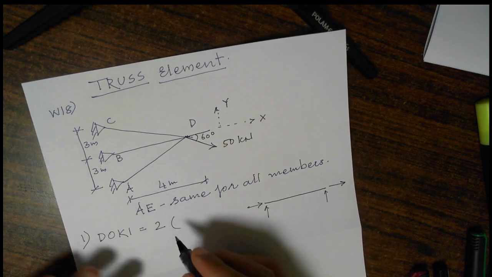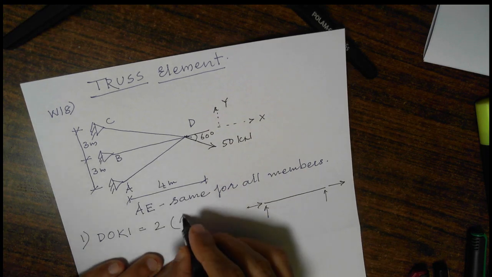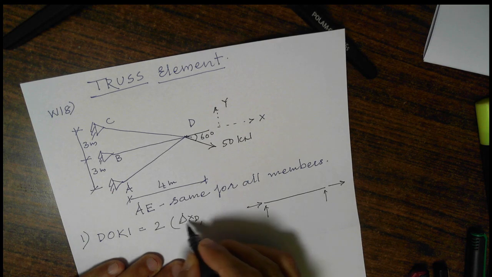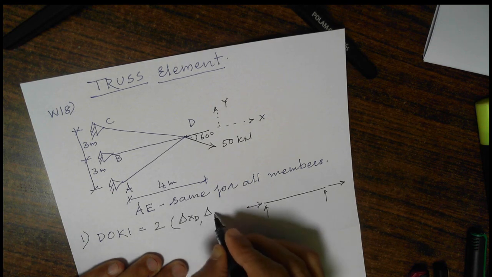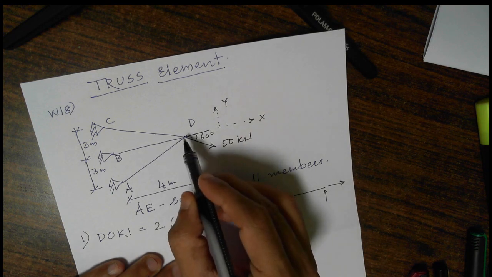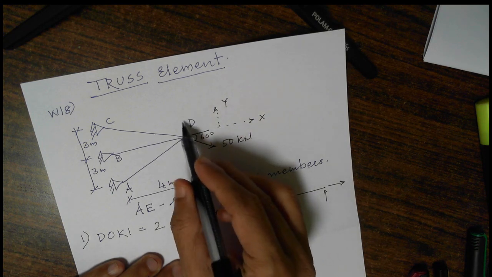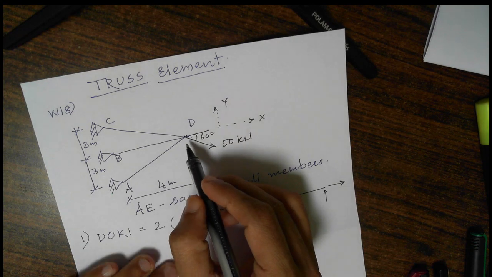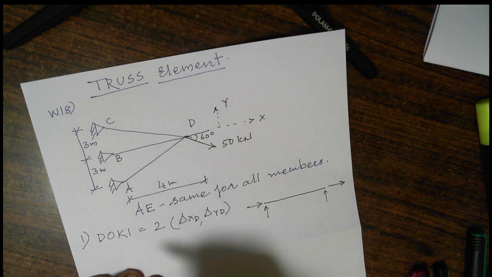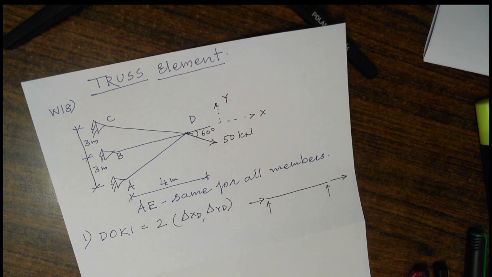That is, I am writing those degrees of kinematic indeterminacy: delta x D, that is displacement of D in x direction, and delta y D, that is displacement of D in y direction. This D can displace in x direction, this D can displace in y direction. Nothing has restricted this D from getting displaced in x and y direction, and that is why degree of kinematic indeterminacy is equal to 2 for this member.